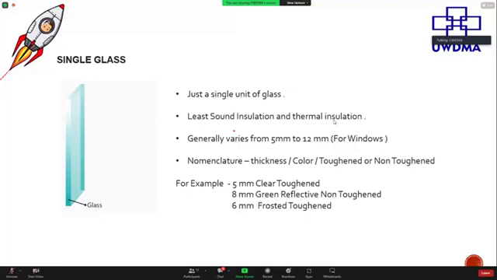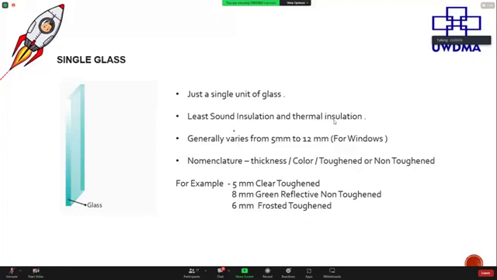As it is one single unit, it gives you the least sound insulation and thermal insulation. It can vary a lot, but normally in UPVC windows people use 5 mm to 12 mm. More options are also available, and it is based on the client's choice.